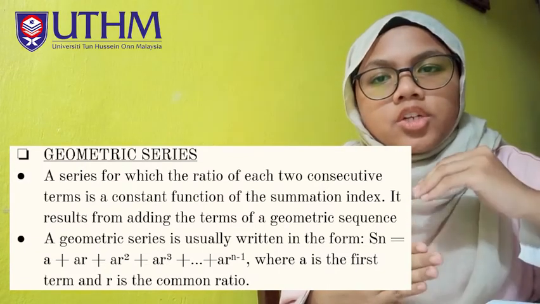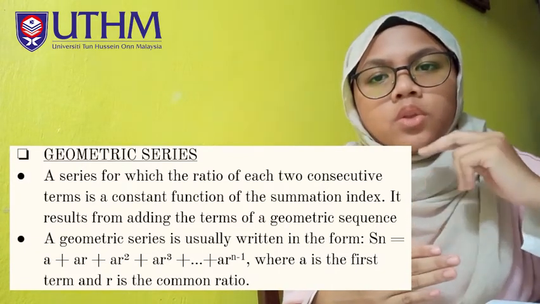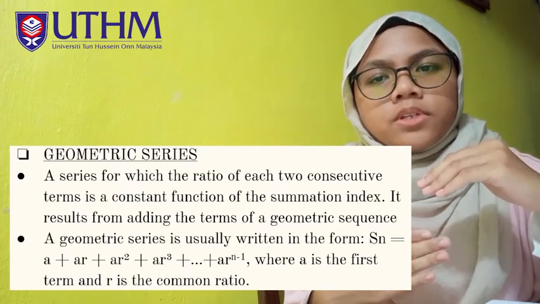A geometric series is actually the ratio of each two consecutive terms. The difference between the arithmetic series and the geometric series is the common factor: for an arithmetic series we use d as the common factor, while for a geometric series we use r as the common factor.